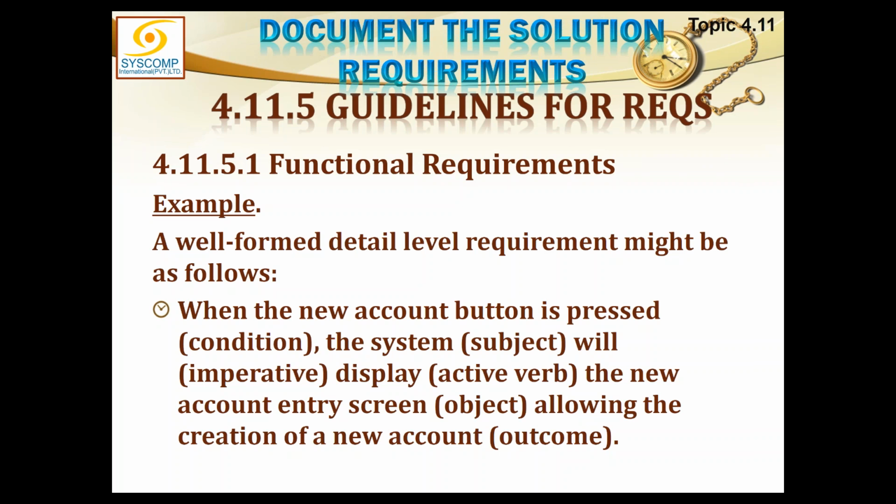In this functional requirement, the pressing of the new account button is the condition. Right? Subject is the system. Imperative is the word will. Active verb is the action, that is display. Display what? The object is the new accounting entry screen. And what will be the outcome? Allowing the creation of a new account. So you have used condition, subject, imperative, active verb, object, and outcome. This can define a complete functional requirement.